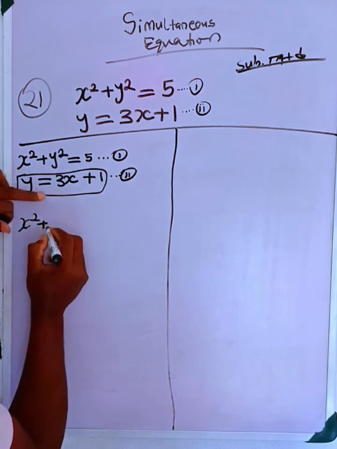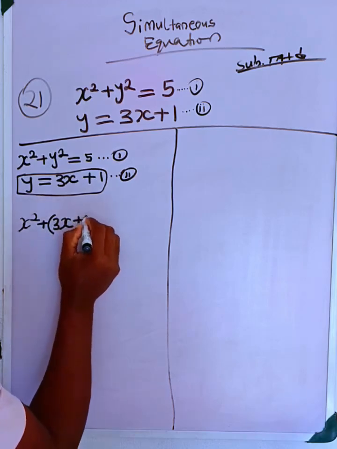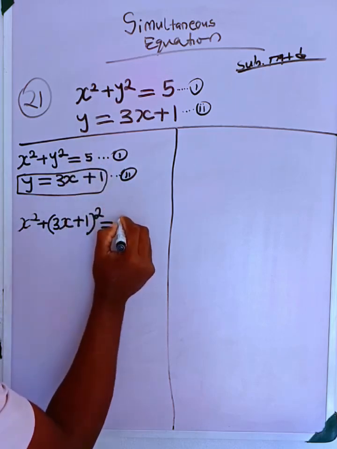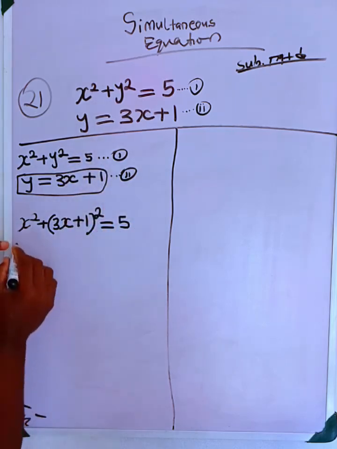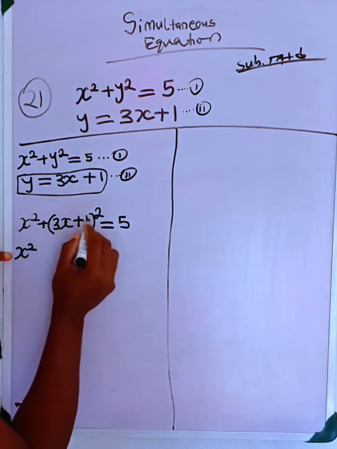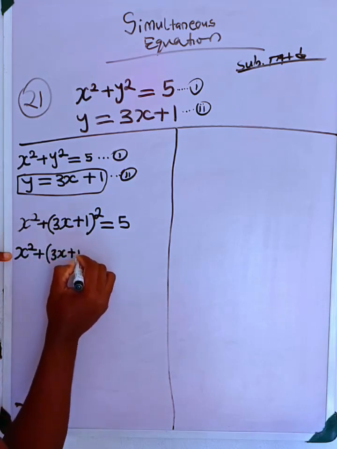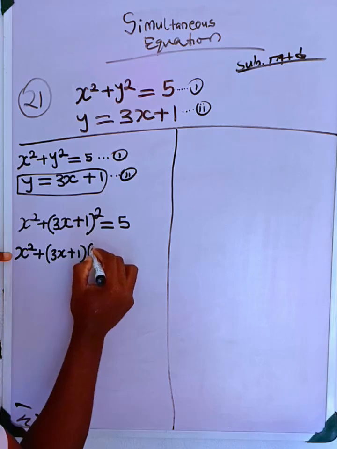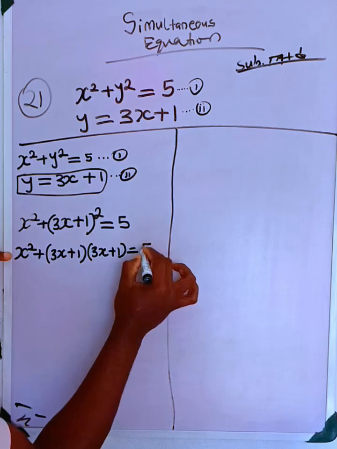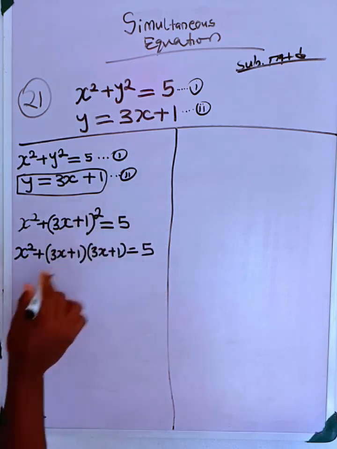So what we now have is x squared plus y, and y is 3x plus 1 all squared, equals 5. The next thing is to expand 3x plus 1 all squared. So we now have plus (3x plus 1)(3x plus 1), equals 5. This is the same thing as this. So the next thing to do is to open up the bracket.